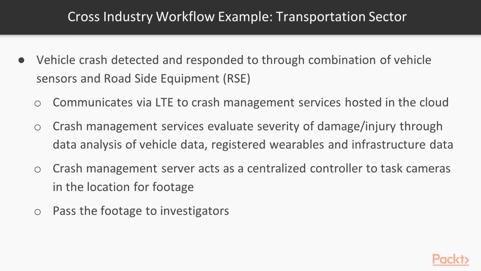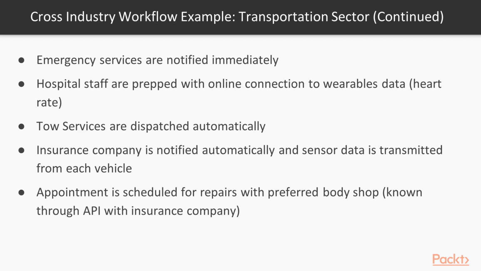Let's take a look at an example that shows the power of the cloud in bringing together functions across different industries. For example, a vehicle crash is detected and the cloud supports immediate response to the situation. First, a crash is communicated over DSRC or LTE to a crash management service in the cloud, perhaps something that the driver subscribes to. That crash management service acts as the centralized controller to task cameras in the location for footage and pass that footage to investigators and insurance companies, of course with privacy permissions in place. At the same time, emergency services are notified and immediately dispatched. In severe cases, the nearest hospital is notified, passed any data about the victim, and begins preparation.